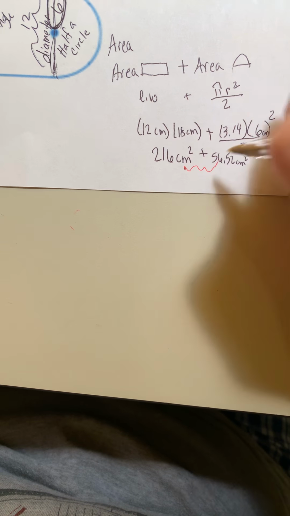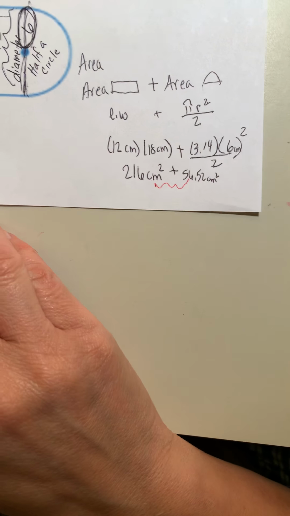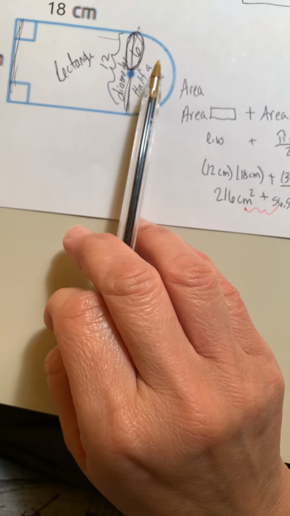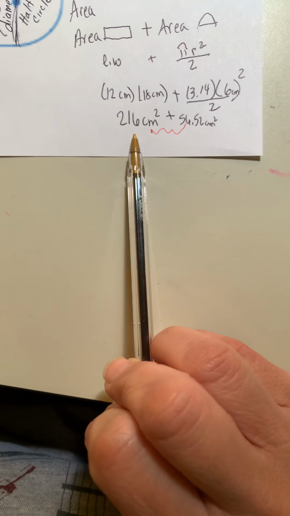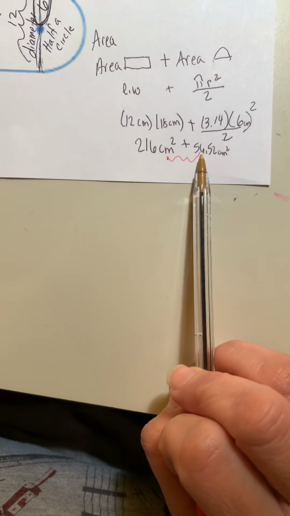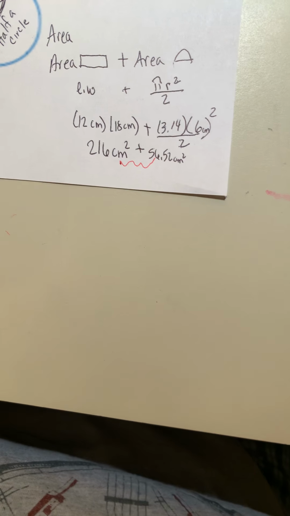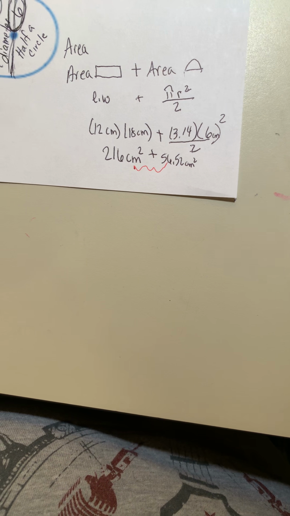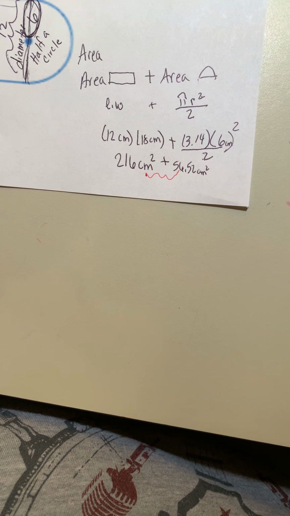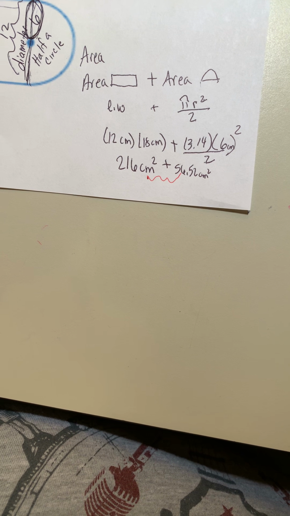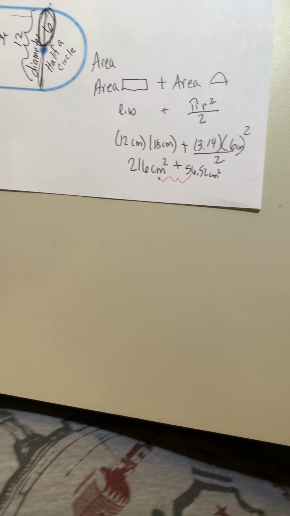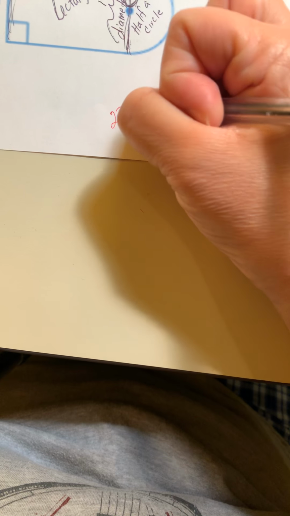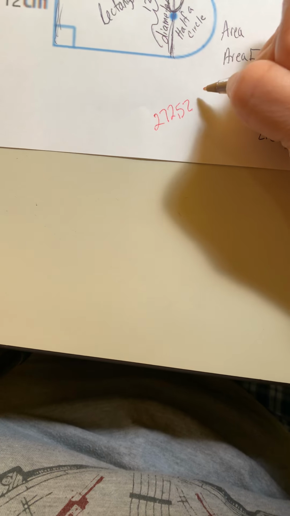So now I'm going to combine these two because I need the area of this rectangle plus the area of this half circle gives me the whole total area. So the rectangle is 216 centimeters squared plus the area of this half a circle is 56.52. Add those together, what do you get? Okay, good. You should have gotten 272.52 centimeters to the second power. That's the area.